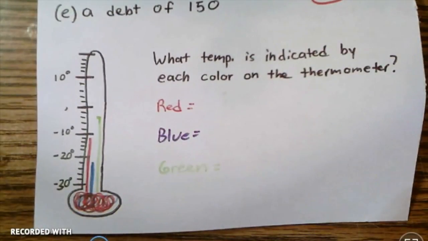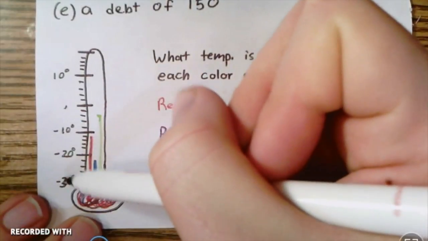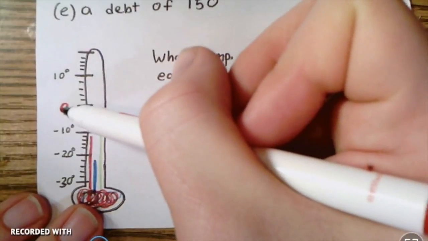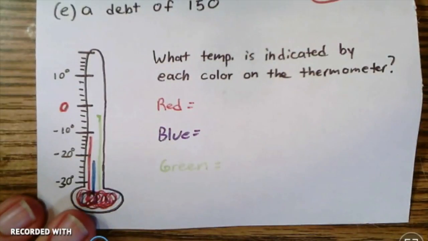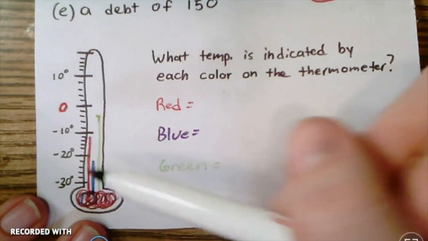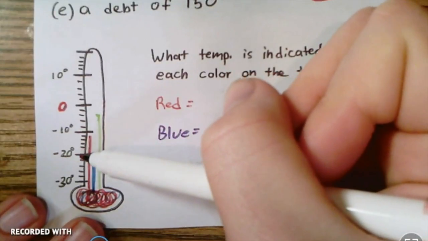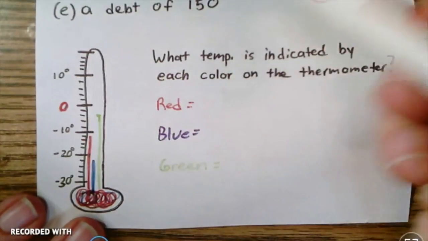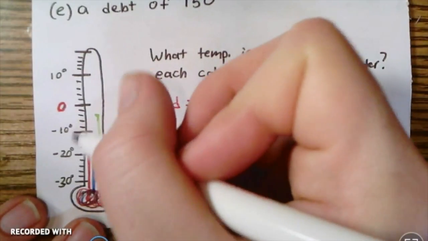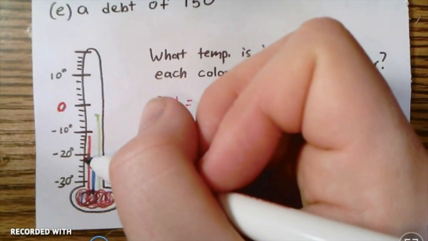All right, here is the thermometer. What temperature is indicated by each color on the thermometer? So first, let's look at our scale here. We've got -30, -20, -10, I think it's supposed to say 0, and then 10 degrees positive. So if we have this red line right here, how many lines are there in between -20 and -10? There's 1, 2, 3, 4, 5. So that means I went 10 degrees in 5 lines. So each line is going up by 2 degrees.